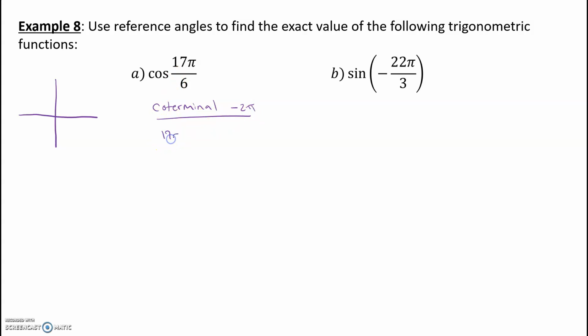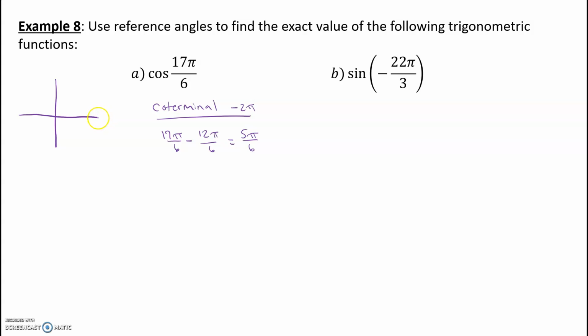So we got 17 pi over 6, and we're going to write 2 pi as 12 pi over 6, because 12 divided by 6 is 2. The reason we did that is because now we get 5 pi over 6, which is on our unit circle. Now, where is it located? That's something you gotta know.